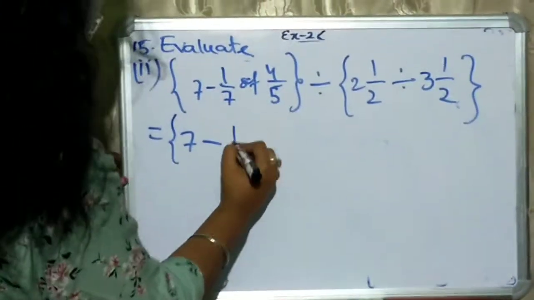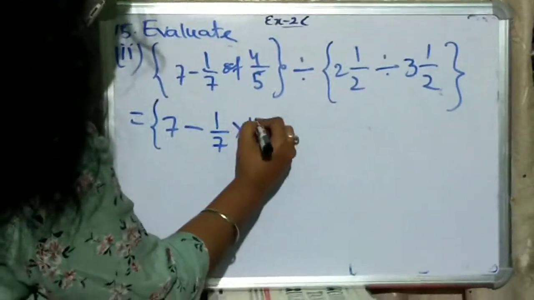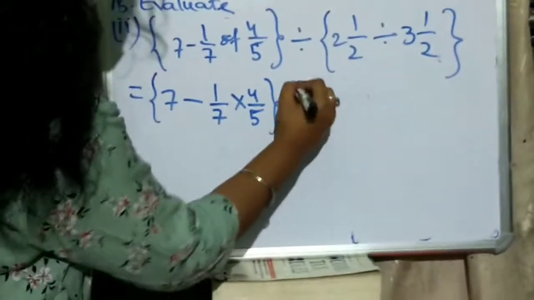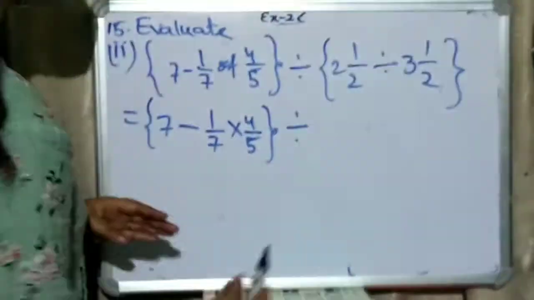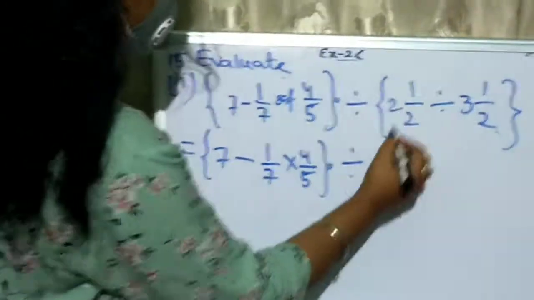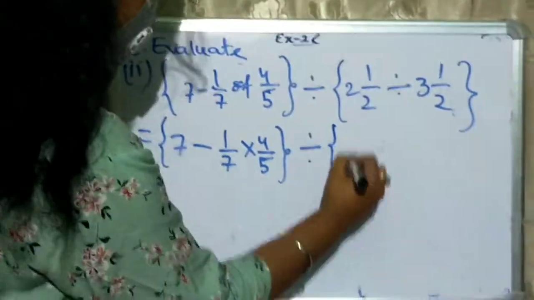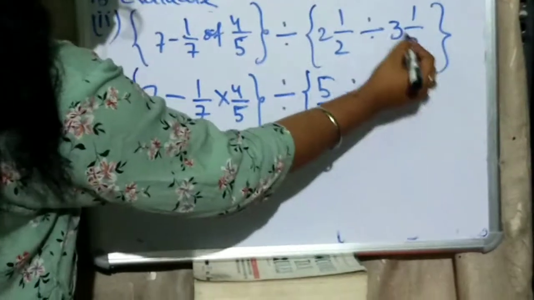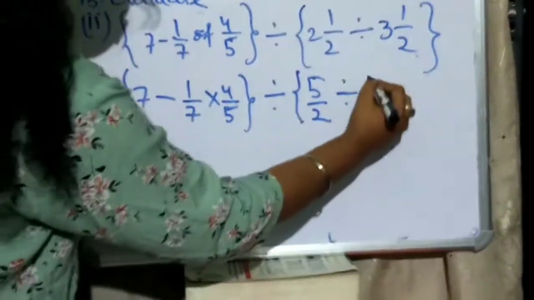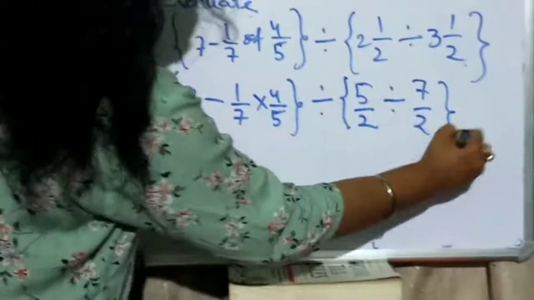Now, of means what? Multiplication. 1 by 7 into 4 by 5. Division you will keep as it is. Now, you convert this mixed fraction into fraction. 2 2s are 4, 4 plus 1 is 5, 5 by 2. This division you write as it is. 2 3s are 6, 6 plus 1 is 7 by 2.